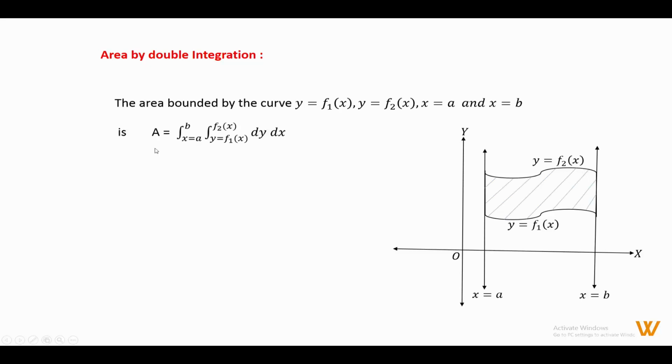Meaning this region, the area of this region A equals the integral x varies from a to b, integral y varies from f1(x) to f2(x), dy dx. This is the formula to calculate the area of this region. Or simply, the formula is area equal to double integral dx dy, meaning the function is 1. This is the formula to calculate the area of the given region.